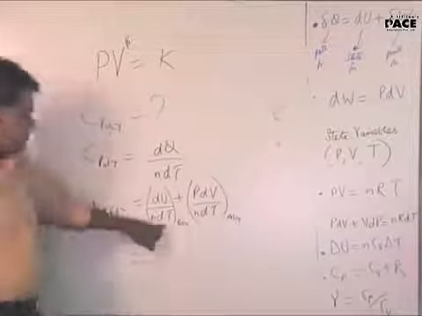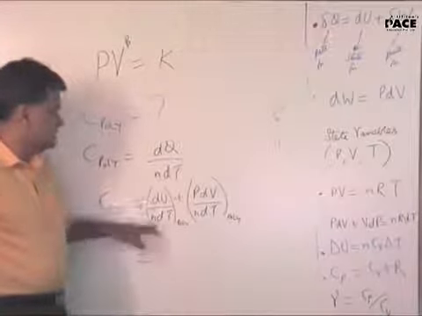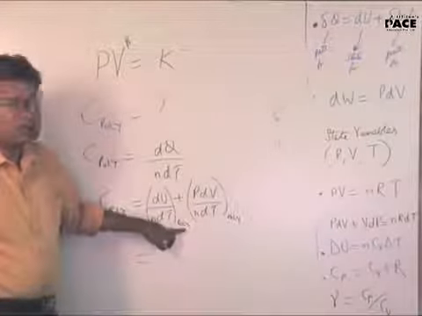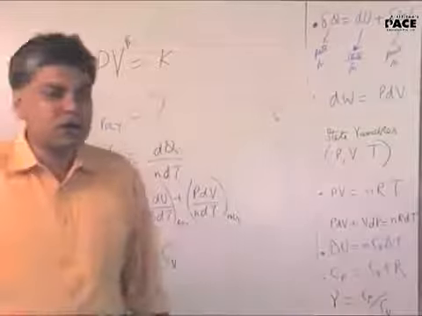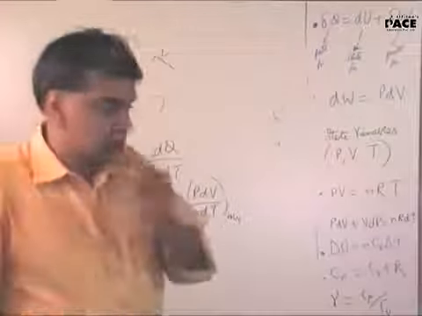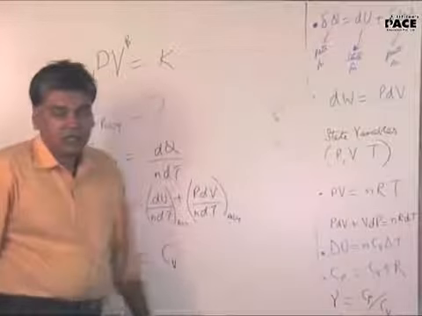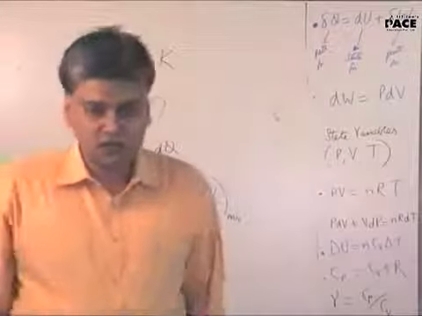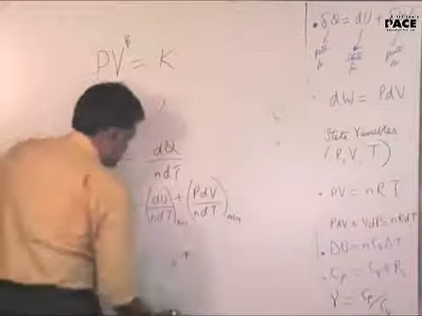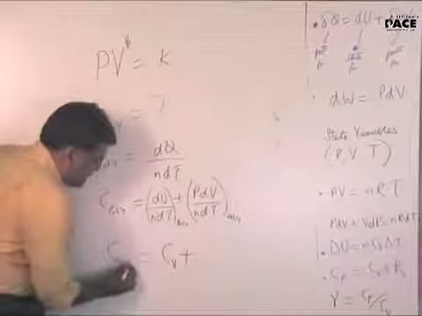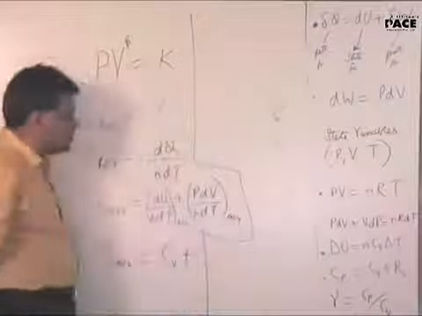Now the first term doesn't depend on whether it's poly or V or P. This is always equal to CV. It's a point function, state function. It's not a path function. No need to talk about what process is happening there. Whether you talk about it or not, it's the same thing, CV. And I don't know what this is, PdV by n dT. We had something similar in Mayer's relation, but this is different. This is not Mayer's relation. So how do I calculate this?